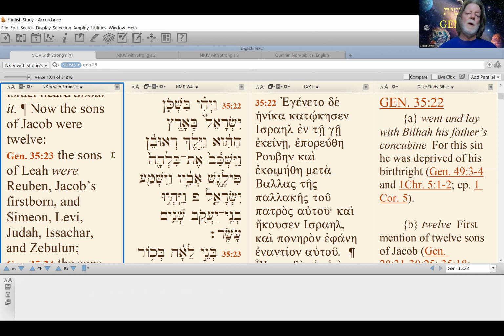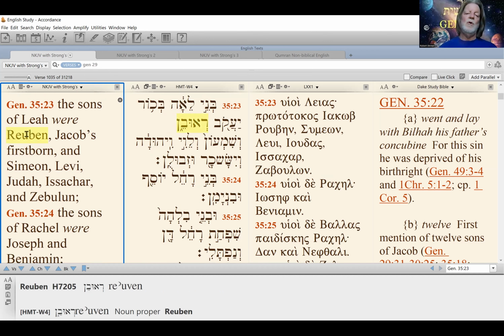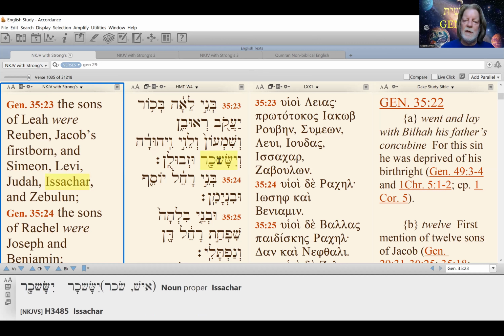Now, the sons of Yaakov were 12. The sons of Leah were Reuven, Yaakov's firstborn, and Shimon, Simeon, Levi, Yehuda, or Judah. Now, the actual pronunciation of this Hebrew word is Isaskar. There are two sins here. So you've got an ISSCR. And that should, even with the vowels, be pronounced Isaskar. But the typical pronunciation of this is Issachar.